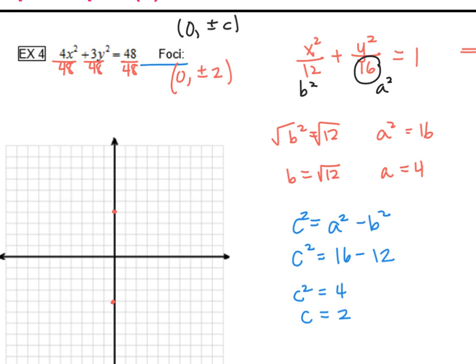Alright, now the b value is the square root of 12. Well, square root of 12, if we were to type that into our calculator, that's about equal to 3.5. So we're going to estimate 3.5 on our graph. So we go to the right 3.5, go to the left 3.5, and now we can draw in our ellipse.